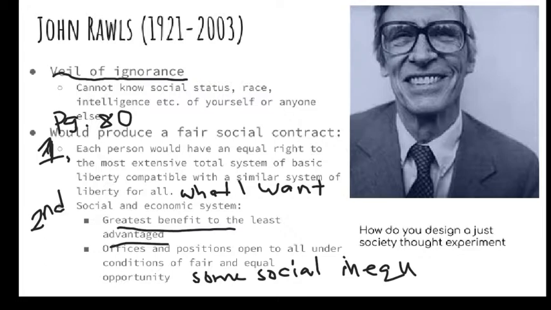So he thought that those in lower social classes would ultimately agree to inequality in order to participate in a just society. So again, it's an interesting theory. It's sort of utilitarian a bit in its outlook. But that was John Rawls' idea of how you get to a just society.